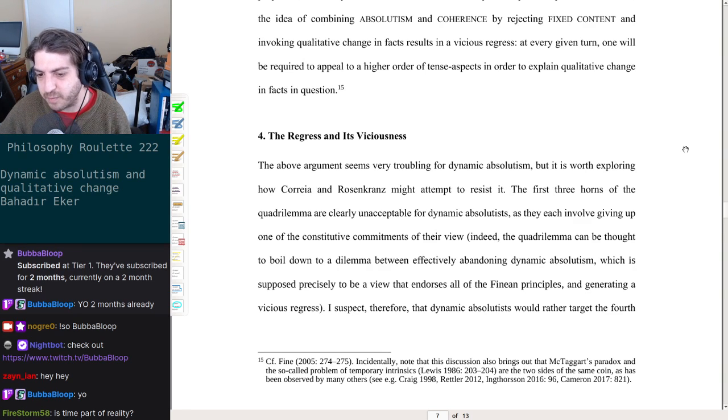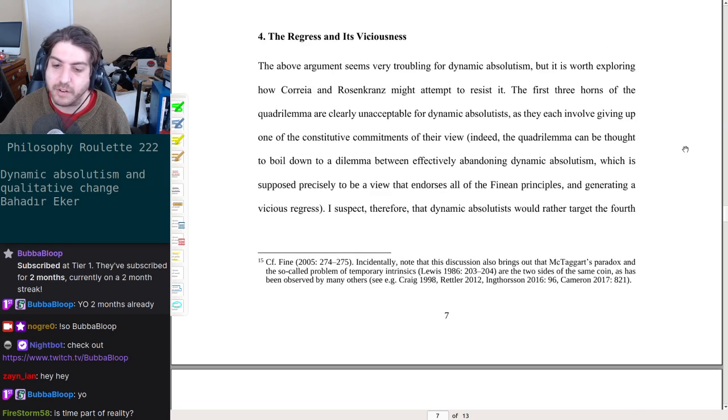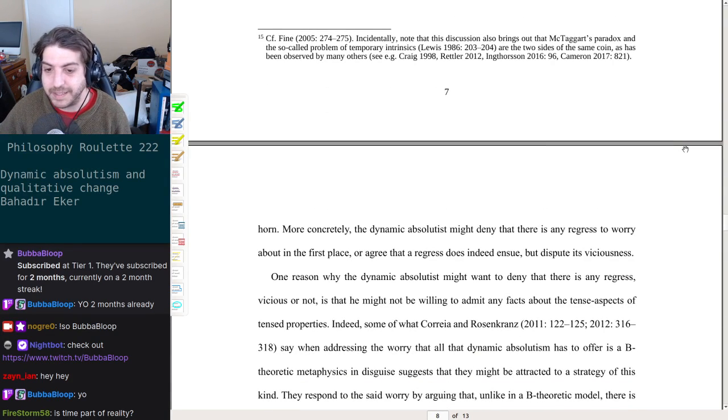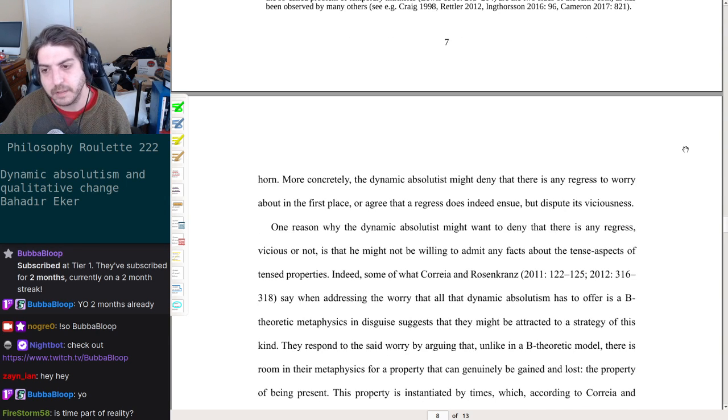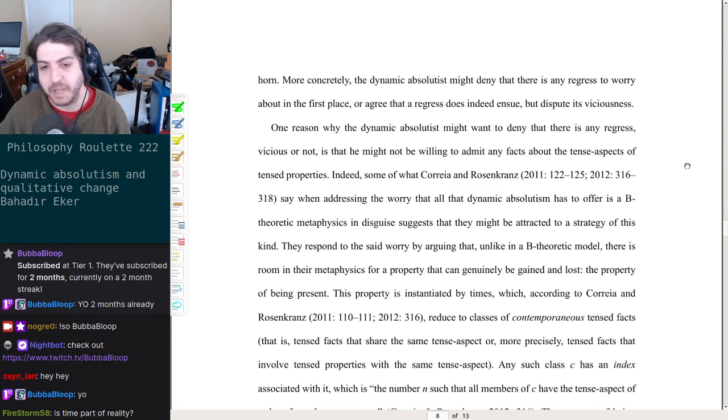I suspect, therefore, that dynamic absolutists would rather target the fourth horn. More concretely, the dynamic absolutist might deny that there is any regress to worry about in the first place, or agree that a regress does indeed ensue, but dispute its viciousness. Okay, so the author just thinks that the targets, Correa and Rosenkranz, should just bite the bullet, it sounds like. Maybe. We'll find out.